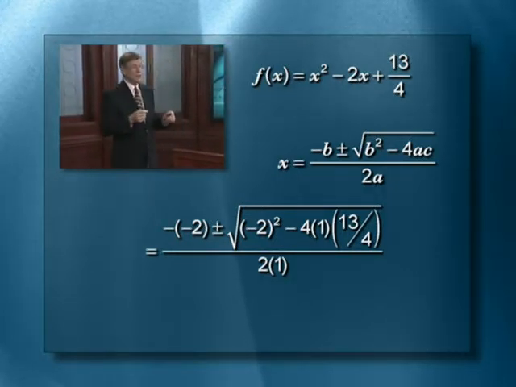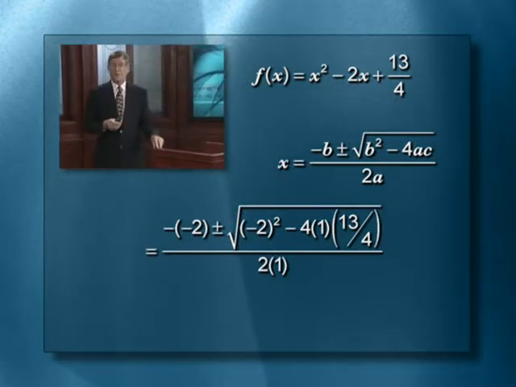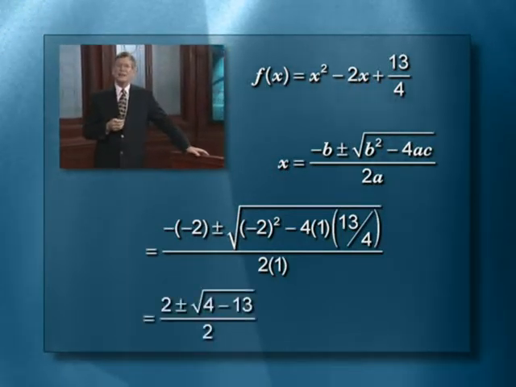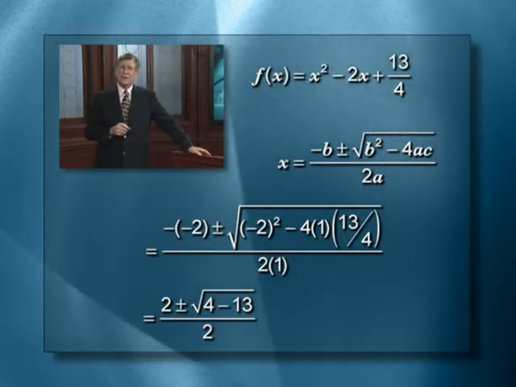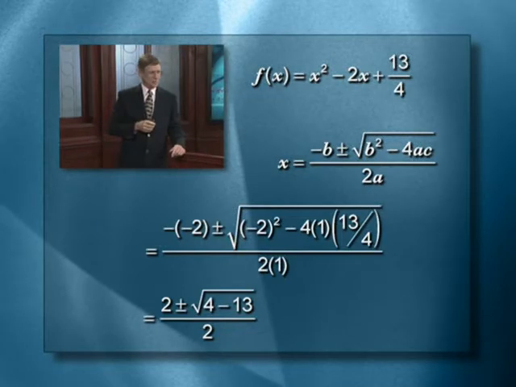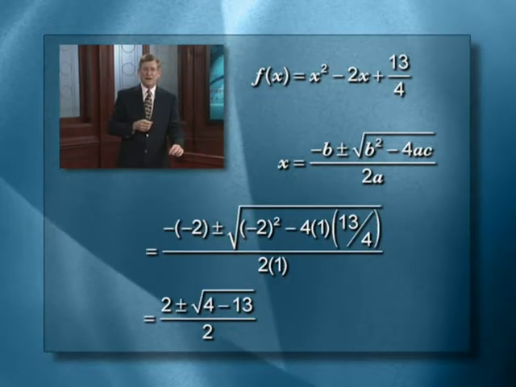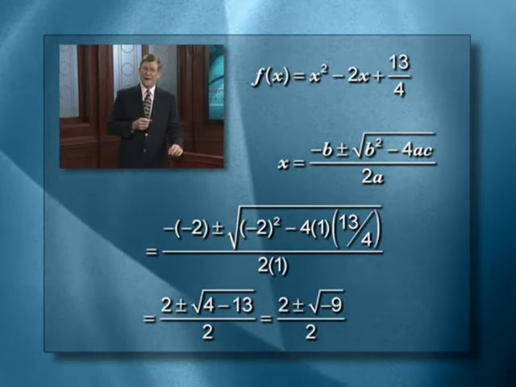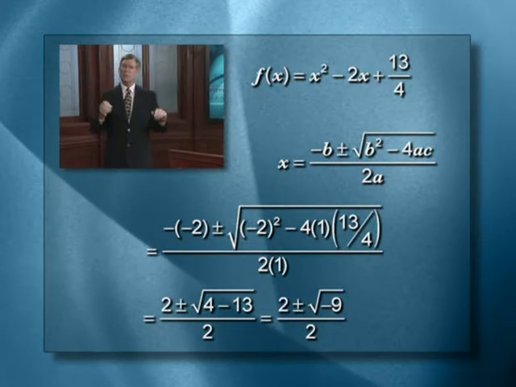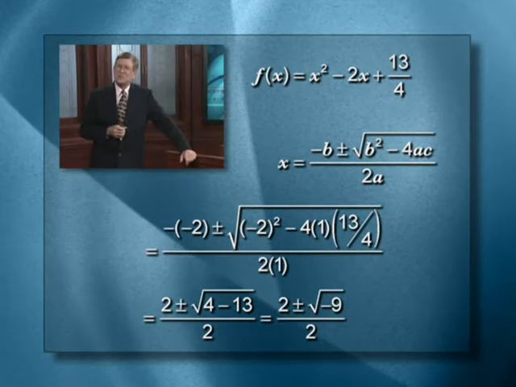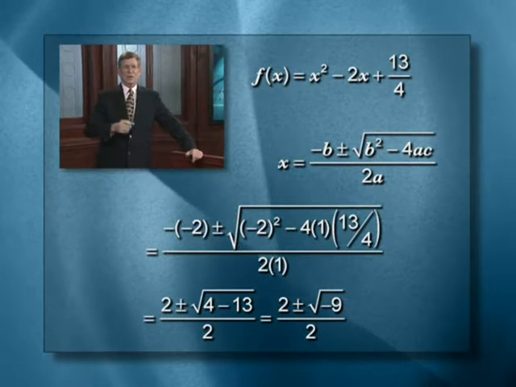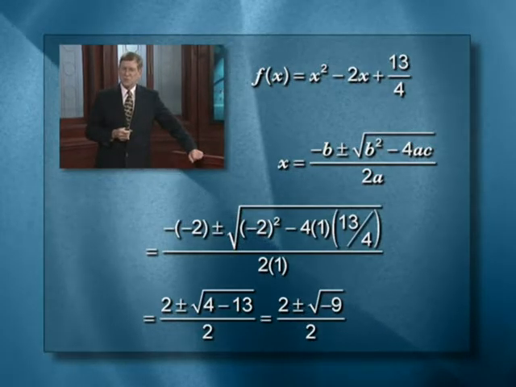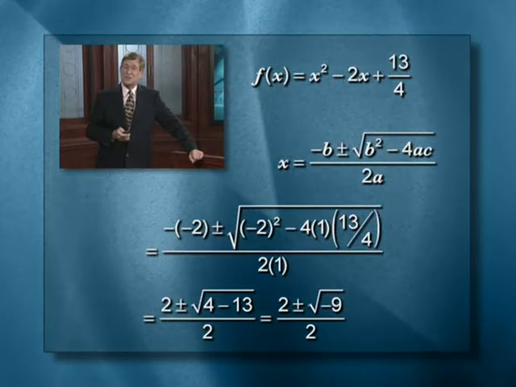And now some things cancel. The 4's cancel inside the radical, and we're left with 4 minus 13 inside the radical. So we have x equals 2 plus or minus the square root of 4 minus 13, all divided by 2. And 4 minus 13 is minus 9, and we have the square root of minus 9. Uh-oh! We aren't allowed to take square roots of negative numbers, are we? What do we do? Well, this polynomial doesn't have any zeros in the real numbers. It does not touch the x-axis.